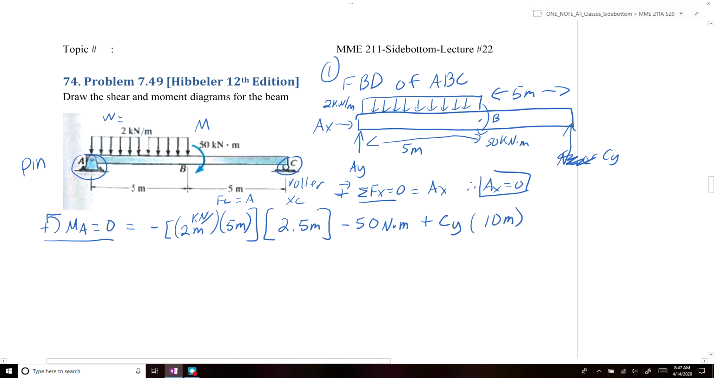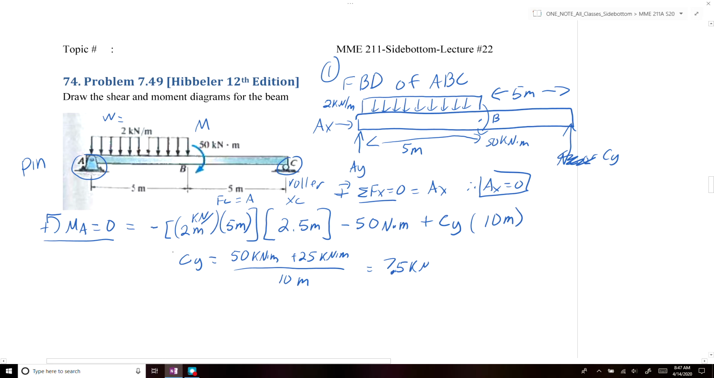Alright, so we can rearrange and solve for C of Y. If we do that, we end up getting C of Y is just equal to 50 kilonewton meters plus 25 kilonewton meters divided by 10 meters, which is just equal to 7.5 kilonewtons.